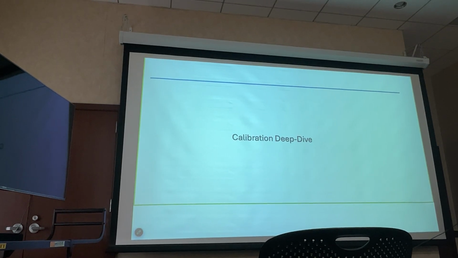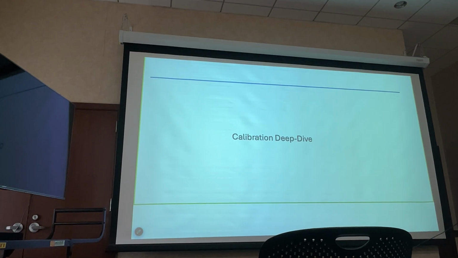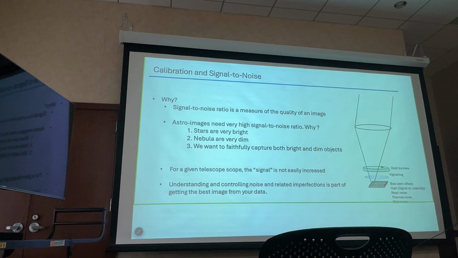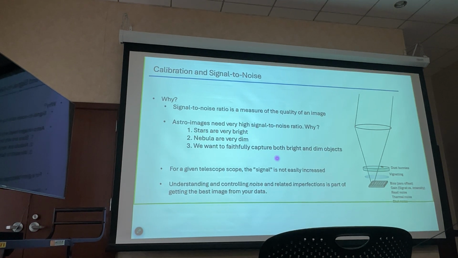Okay, the next part then, if we're good with that, I'm going to jump into a deep dive on calibration. To me, this is something I spend a ton of time thinking about, again, because I'm often trying to push that very darkest region. So I'm going to talk a little bit about signal to noise. I already talked about the idea that we need high signal to noise because the stars are very bright and the nebulae are very dim. We want to capture that, but as a scientist, my life revolves around signal to noise.